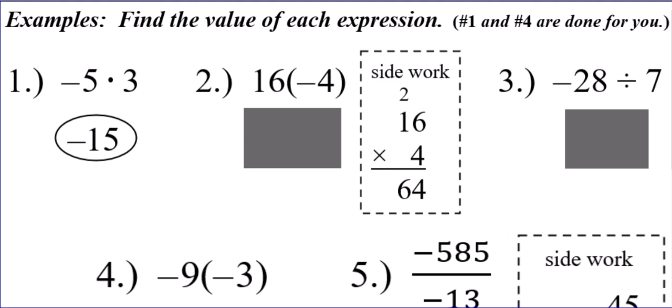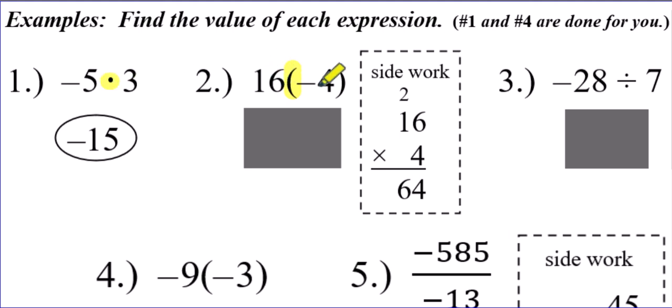Okay, back to your guided notes. Pencils in your hand. Now, I did number 1 and I did number 4 for you. Take a look at them. Negative 5 times 3, different signs. This is negative, 3 is positive, so the answer is guaranteed to be negative. Pencils in your hand, let's do number 2 together. 16 times negative 4. Hopefully you remember, when there's nothing in between a number and parentheses, that means times, even though I didn't put a times dot.